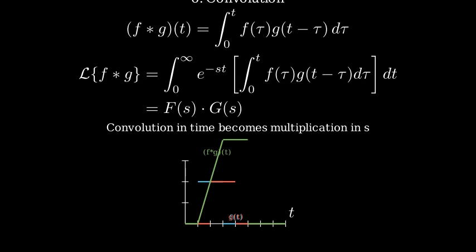The final value theorem states that if all poles of s times F(s) lie in the left half of the complex plane, meaning the real part is less than 0, except possibly at s equals 0, then the limit of f(t) as t approaches infinity equals the limit of s times F(s) as s approaches 0 plus. This gives us a way to find the steady-state value of a function directly from its Laplace transform without inverse transformation.